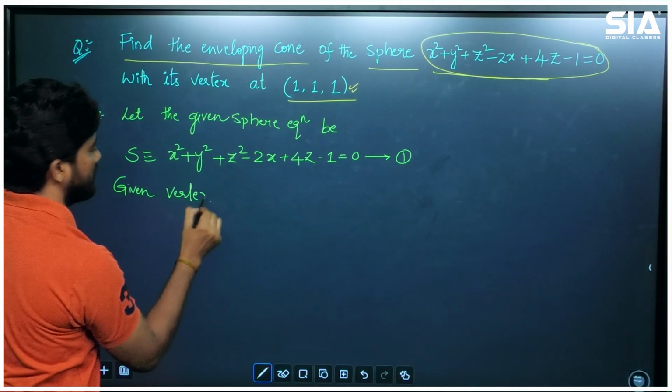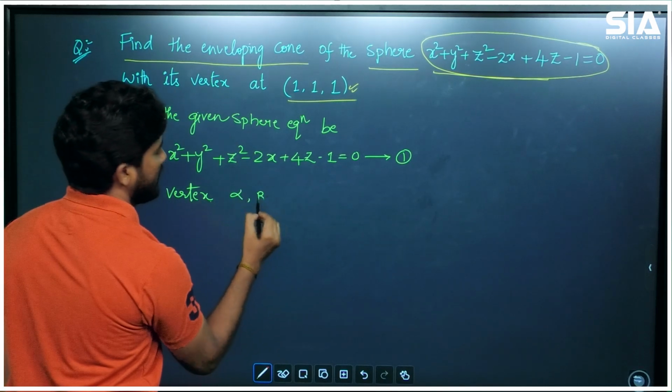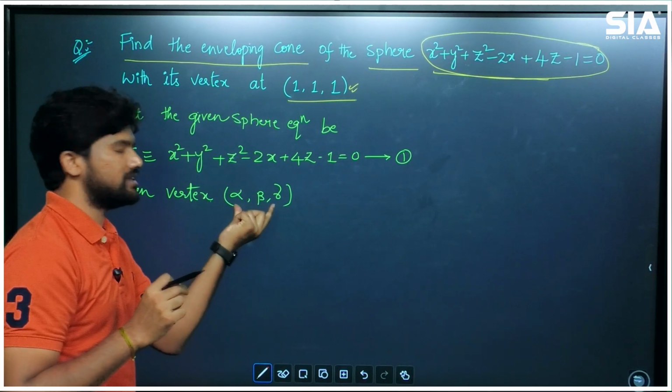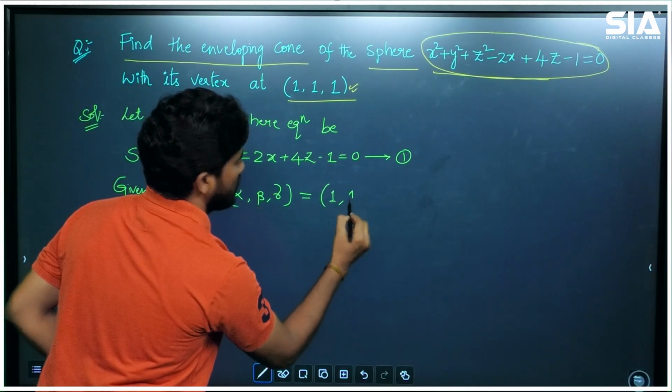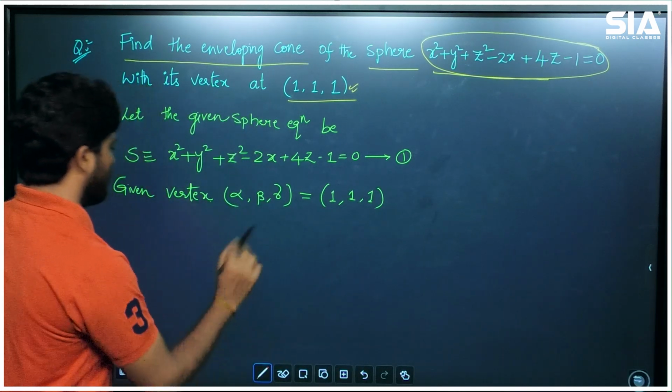Write down the given vertex. Given vertex alpha, beta, gamma. Vertex you always have to take as alpha, beta, gamma, that is equal to 1, 1, 1. Okay, 1 comma 1 comma 1.